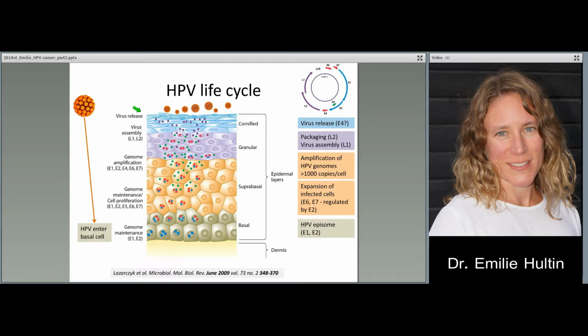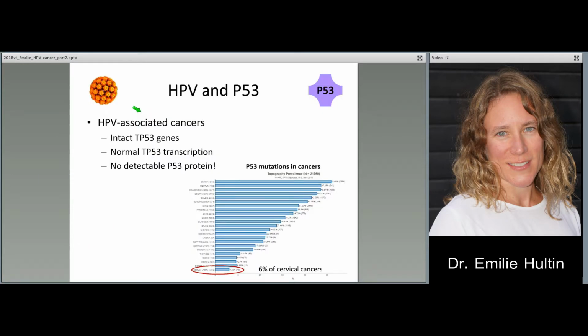And in the upper parts here, in the blue layer, the cornified layer, the late onset genes L1 and L2 are now also being transcribed, and the RNA is translated into the L1 and L2 proteins, and the virus is then packed and assembled into particles. And these particles can now be released and infect other neighboring cells or other humans. So the HPV can continue to spread.